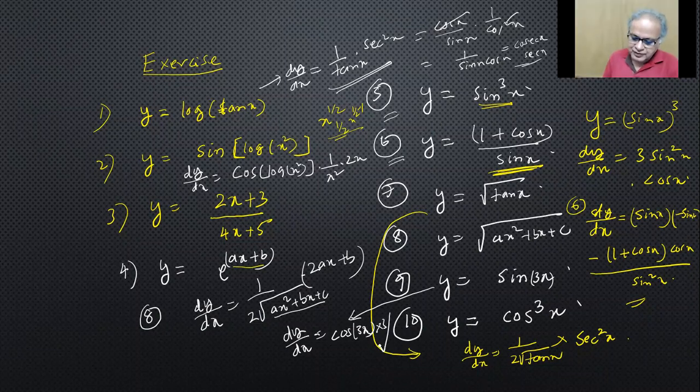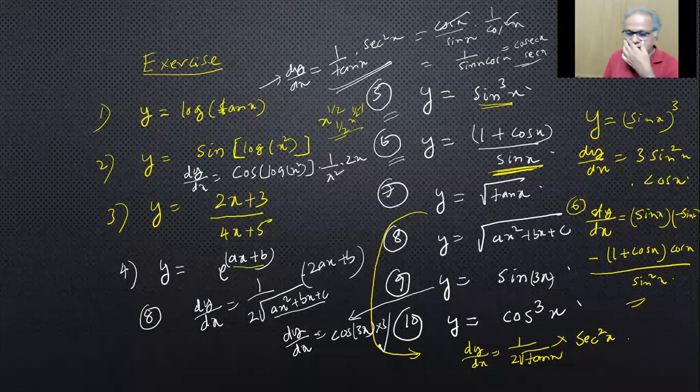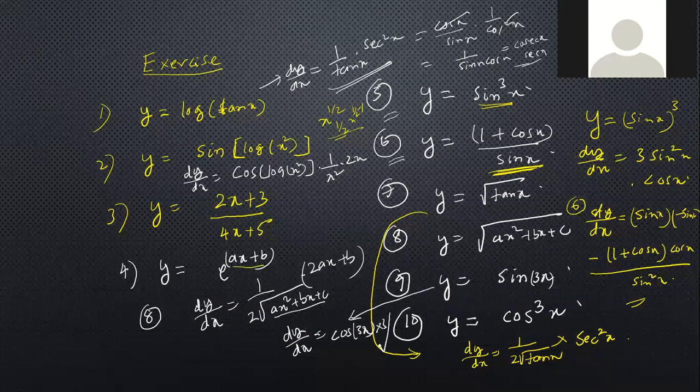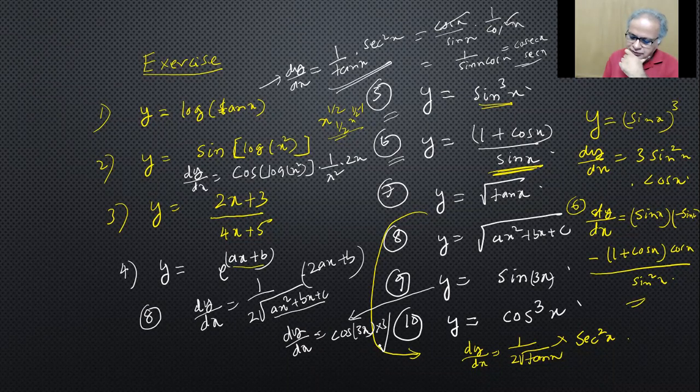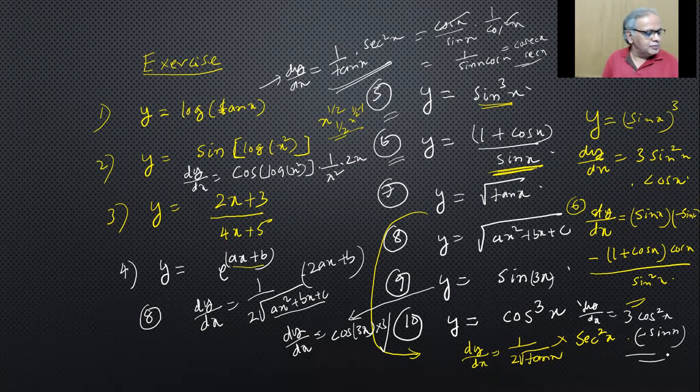Then the 10th one. 3 cos square x into minus sin x. That's good. So dy by dx equals, this is like an x cube function. So 3x square, here it is cos square x. And cos x derivative is minus sin x. Okay.